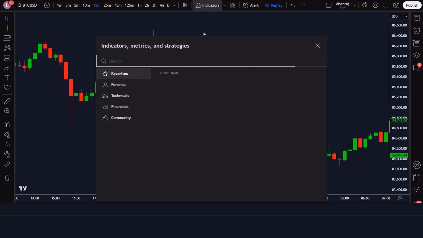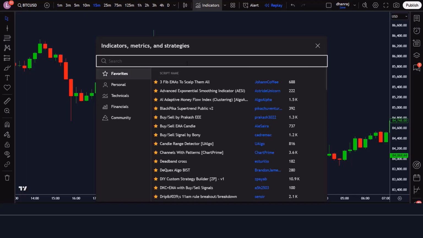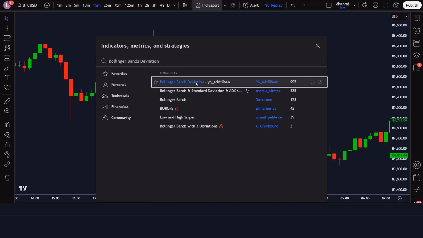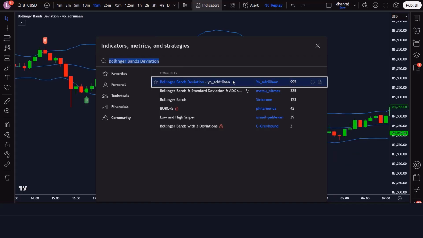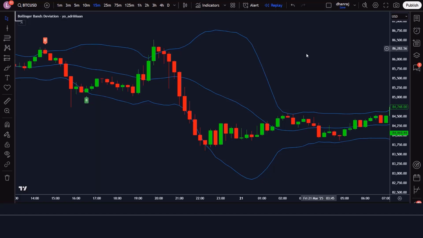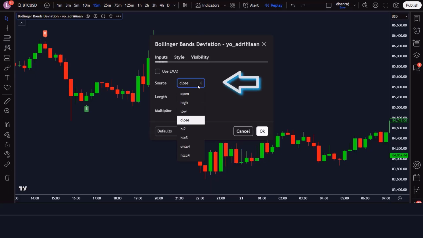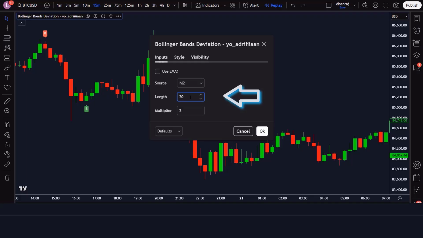First of all, we will search the Bollinger Bands Deviation indicator in the search box of TradingView. After that we have to click on the Bollinger Bands Deviation, Yo_Adrian option, in which we have to change some settings. We have to keep this option hidden. We have to change this source option from close to HL2. We have to change this length option from 20 to 23.